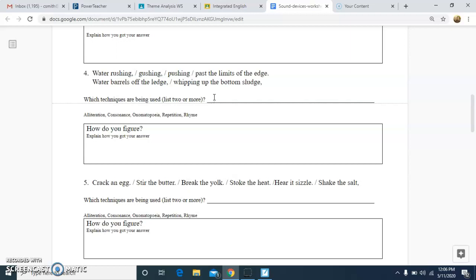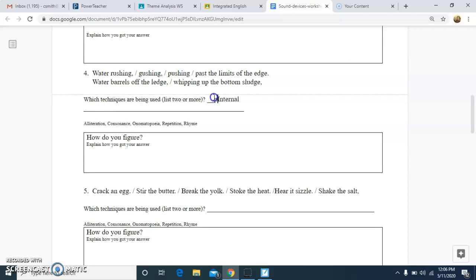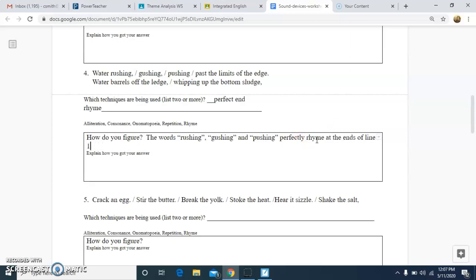Again, if you go back and look at this, this is internal perfect rhyme. Okay, and again, we explain it. The words rushing, gushing, and pushing, and actually I'm going to change that, sorry, because this is actually perfect end rhyme, that these perfectly rhyme at the ends of line 1, 2, and 3. So I'm going to use my hyphen there. Again, rushing, gushing, and pushing, those are all the end words.